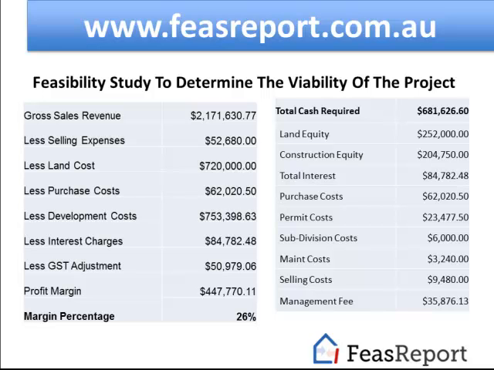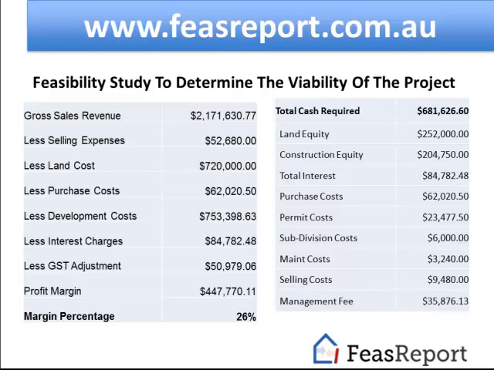So the first thing is obviously the gross sales revenue, and that would include the total development sales, including your rental income. This is, if obviously the site that you're developing has got a rentable property on it. The selling expenses would include things like the percentage you pay to the selling agent, including the marketing costs and also some conveyancing.